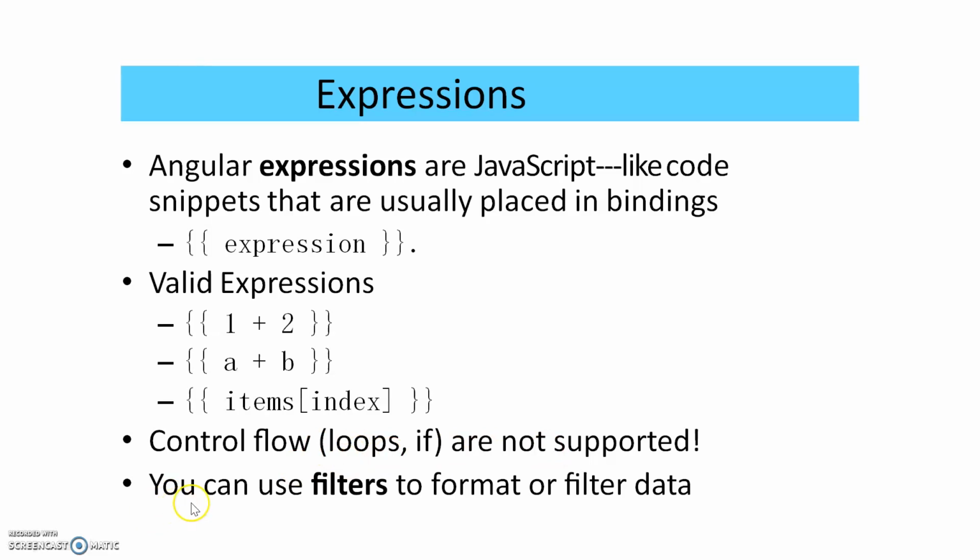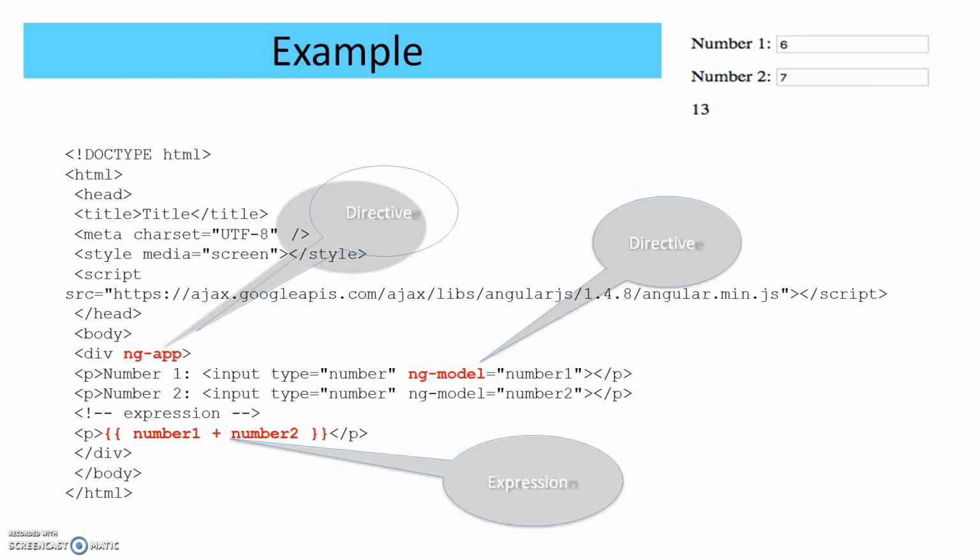In an expression you cannot write loops and if. You can use filters to format or filter the data. This is an example of an expression. If you see, this is a CDN include, then this is an ng-app directive. Inside that div, two paragraphs are there.